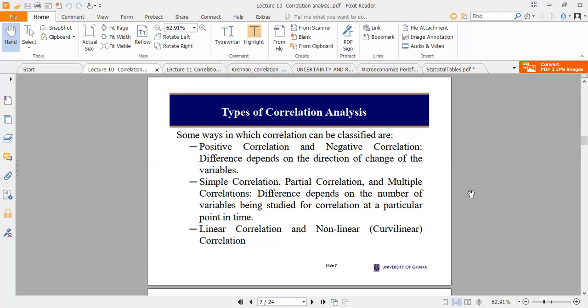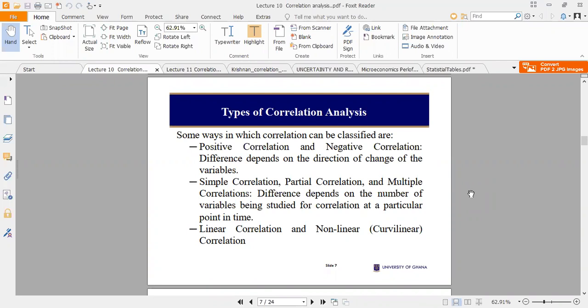Then on the basis of the number of variables that we are dealing with, we have simple correlation, partial, and then multiple. For simple correlation, we have only two variables. We are observing only two variables, and we are using those two variables to find the correlation. So X and Y, that is all. So it's just a simple correlation between only two variables.